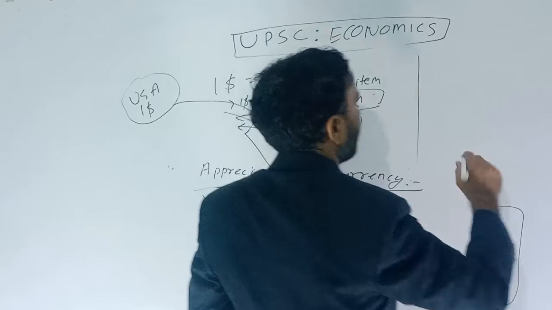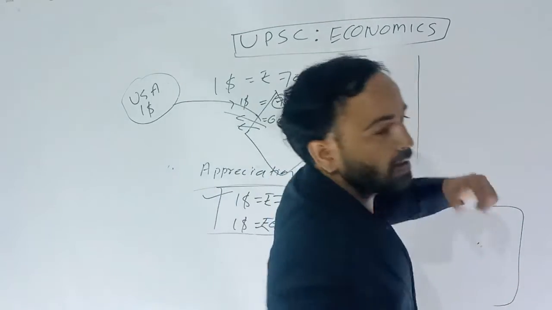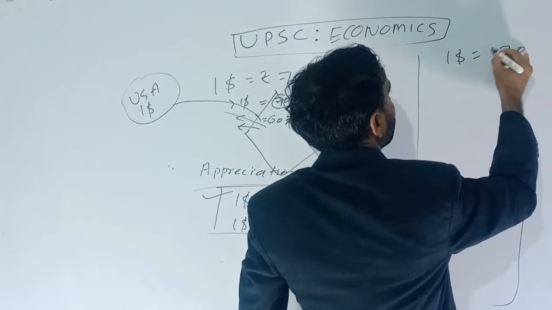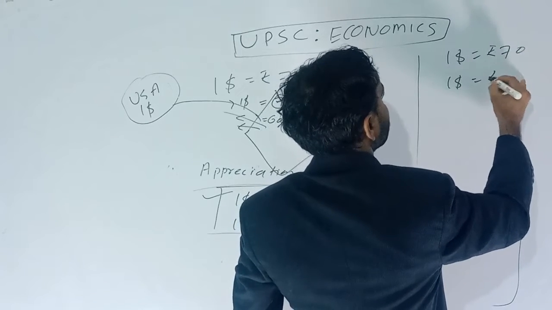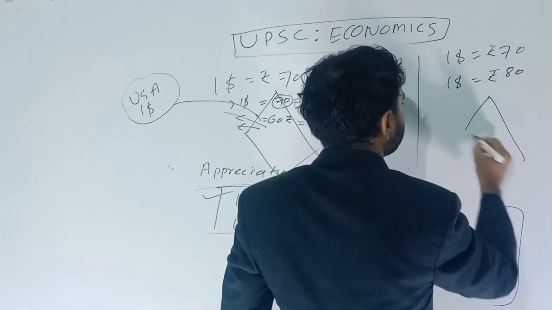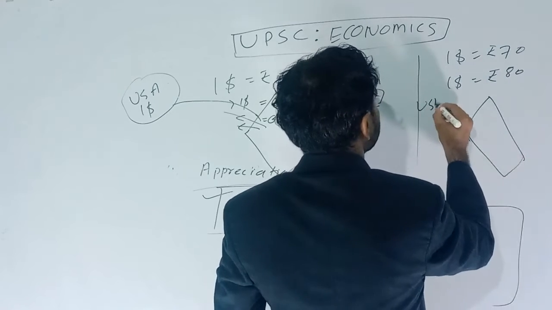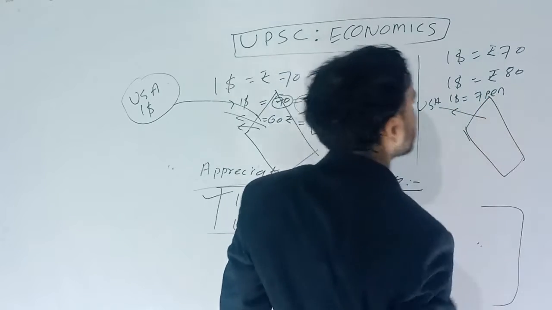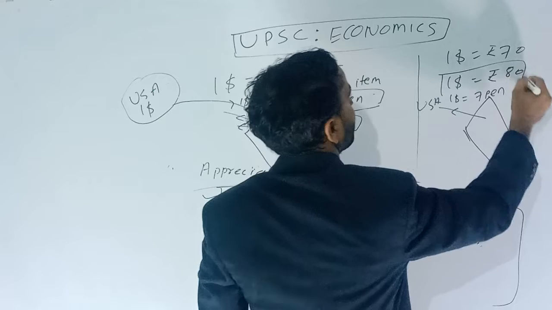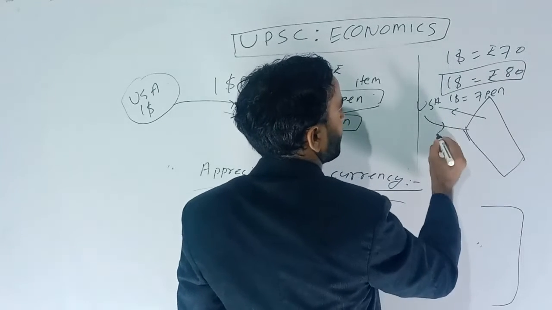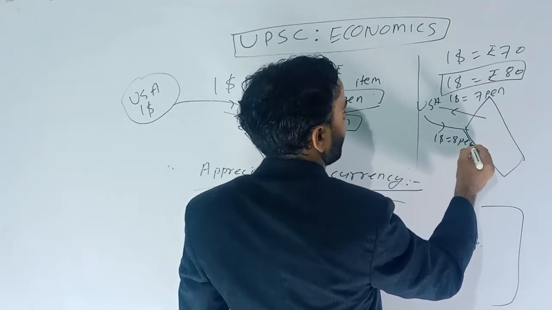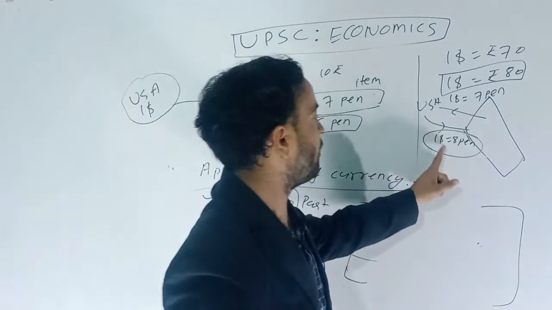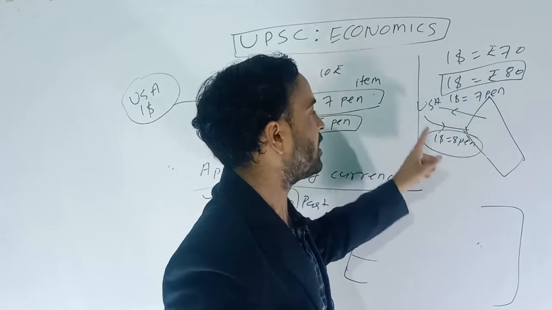And second thing, whenever the currency is depreciating, what will happen? $1 was earlier equal to 70 rupees. Now $1 becomes 80 rupees. What is happening here? Earlier, a USA person, if I am selling something for $1, was getting 7 pens. Now what will happen? He will get 8 pens for $1. If he pays $1 to me, then I will give him 8 pens.